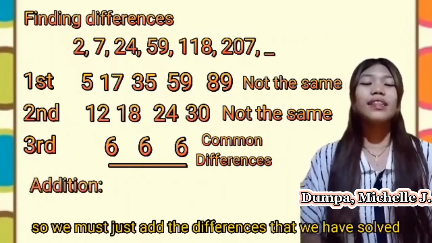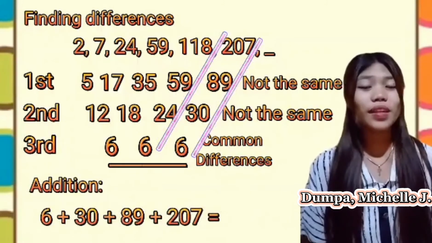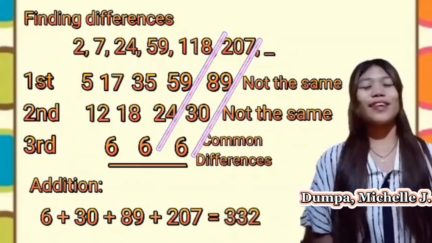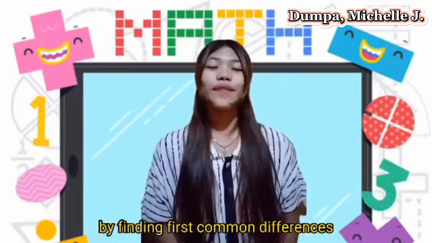So, we must just add the differences that we have solved. 6 plus 30 plus 89 plus 207. And the answer for the next term is 332. And that is how to get the next term by first finding the common differences.